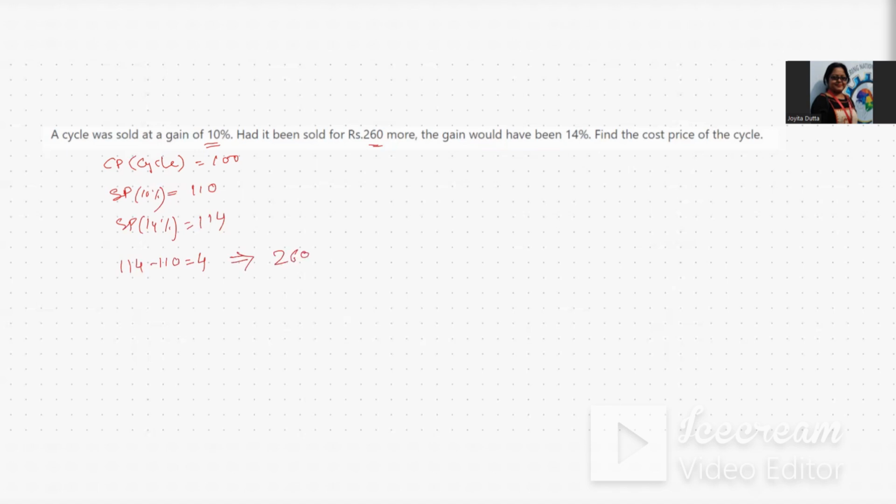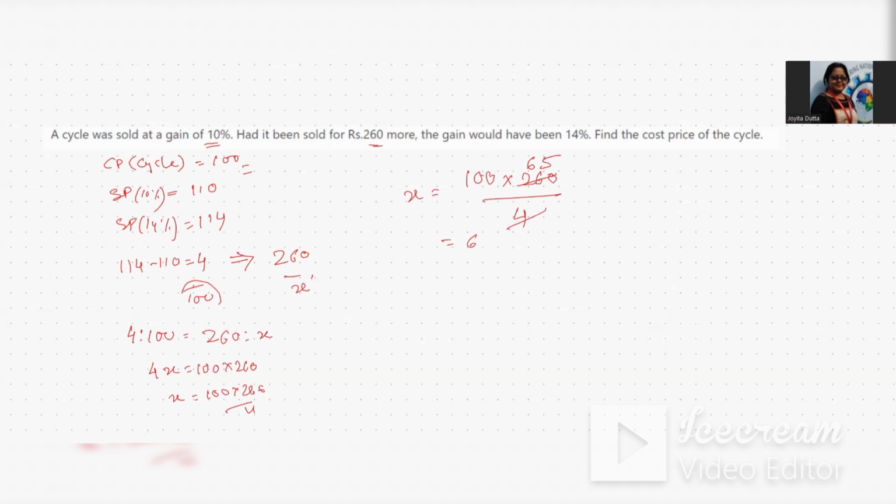If 4 is 260, then 100 is how much? It's a simple question. 4 is to 100 equals 260 is to x. So 4x is equal to 100 into 260. So x is equal to 100 into 260 divided by 4. That is the cost price, because I took the cost price as 100, so I'm equating it to the cost price. 6 4s are 24, 25. So 6,500 is the cost price.